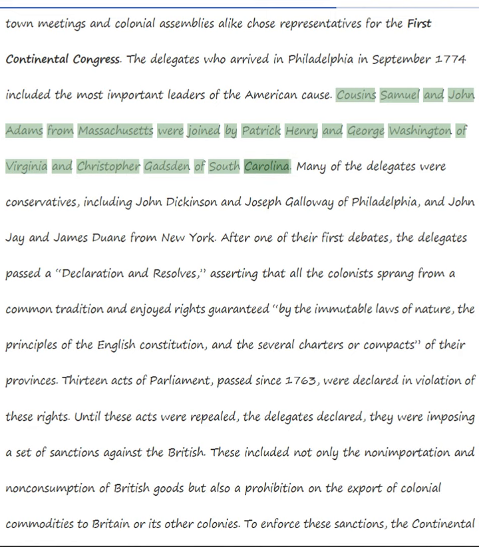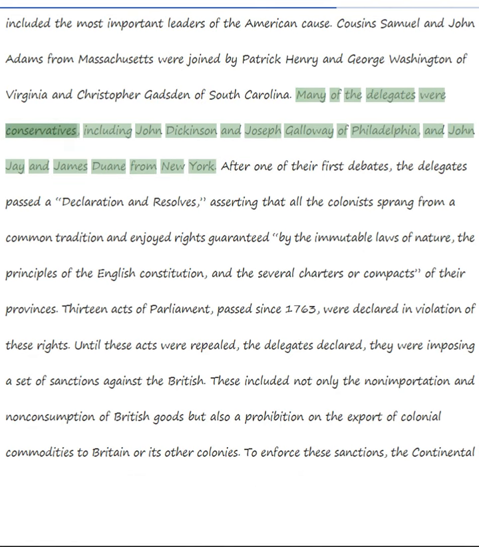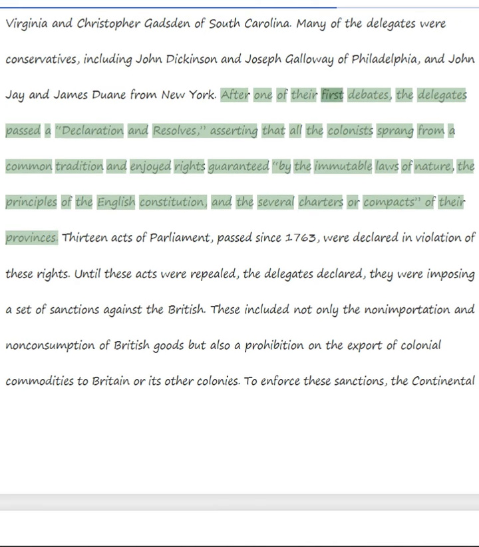of South Carolina. Many of the delegates were conservatives, including John Dickinson and Joseph Galloway of Philadelphia, and John Jay and James Duane from New York. After one of their first debates, the delegates passed a declaration and resolves, asserting that all the colonists sprang from a common tradition and enjoyed rights guaranteed by the immutable laws of nature, the principles of the English Constitution, and the several charters or compacts of their provinces.